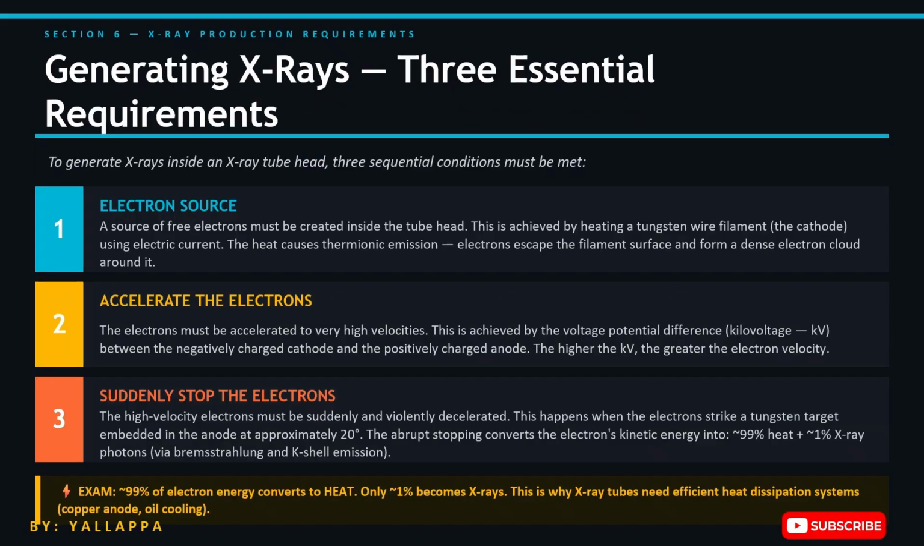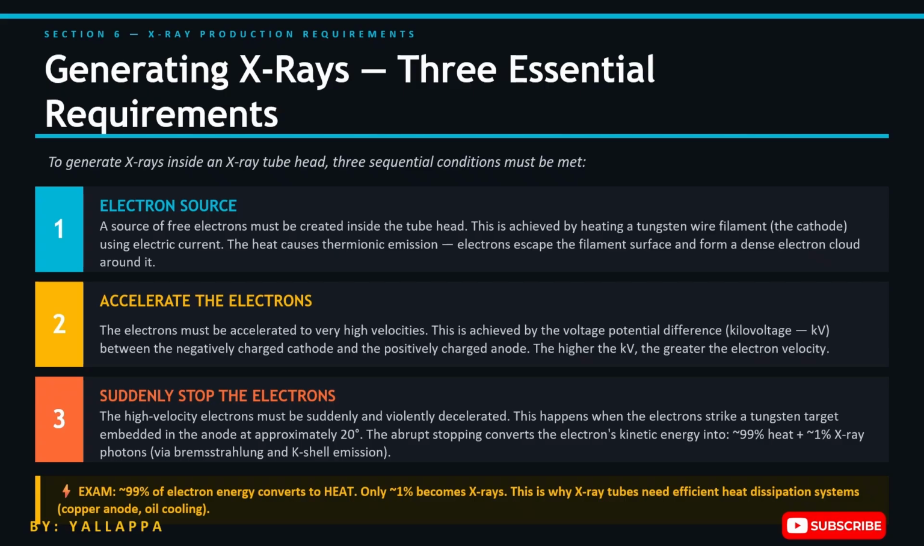An X-ray tube needs three fundamental things to produce X-rays. First, we need electrons. The cathode filament is heated, causing electrons to escape from the filament surface. This process is thermionic emission. Second, those electrons need to be accelerated.